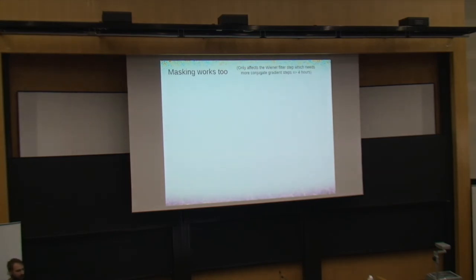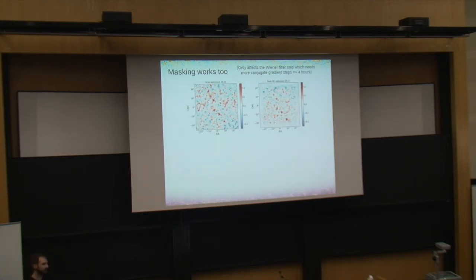An important thing for real analyses is masking. And this works too. Like I said, there was this really nice feature that in the lens parameters, the masking only changed the Wiener filter step. So it just amounts to you having to let that run longer. What you get, so this masking here, you can probably tell, I put a border around this patch here, and it looks like you might expect.